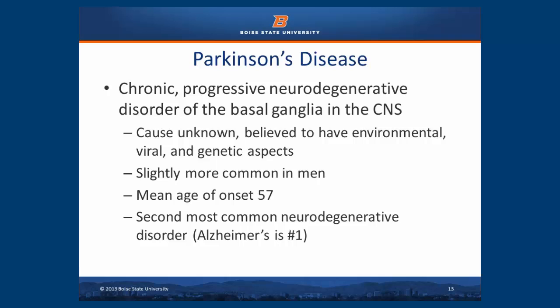Parkinson's disease. It's a chronic progressive neurodegenerative disorder of the basal ganglia in the central nervous system with unknown cause, more common in men. Average mean age of onset is 57, and it's the second most common neurodegenerative disorder, secondary to Alzheimer's. There's an estimated 1 million people affected by Parkinson's disease in the United States. Approximately 40% of patients with Parkinson's become disabled or die within 15 years of onset.